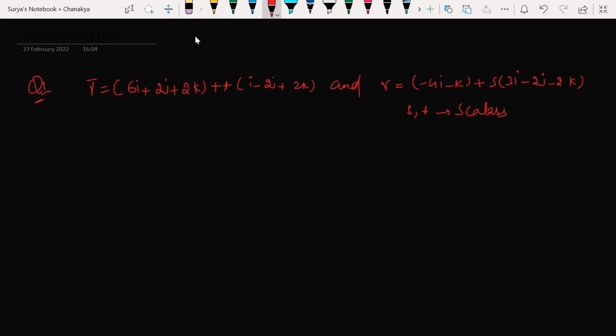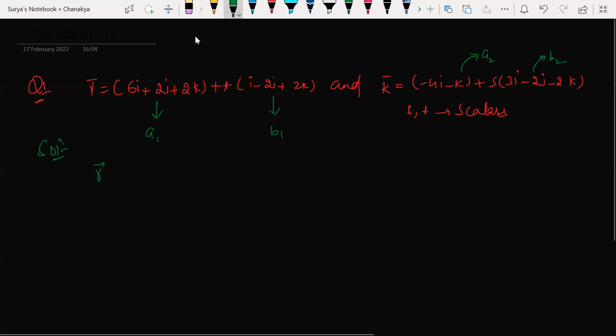We need to find the shortest distance between these lines. Basically, how are these vectors looking? This is my a1 vector, this is my b1 vector. Let's consider this as the a2 vector and this as the b2 vector. So the first line is a1 vector plus t b1 vector.